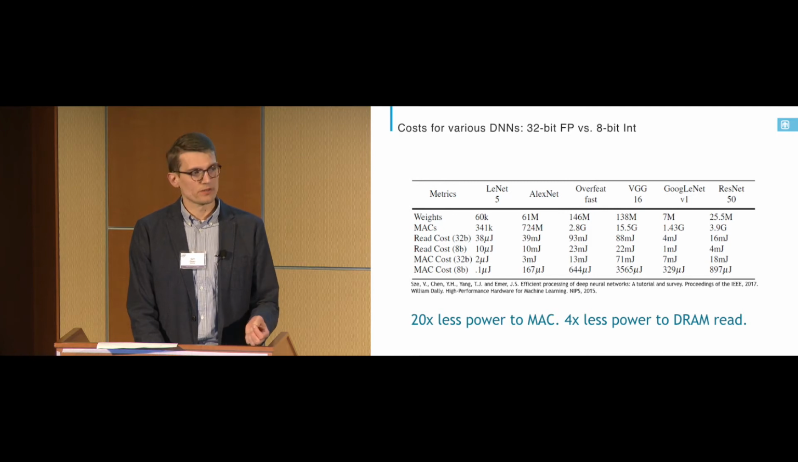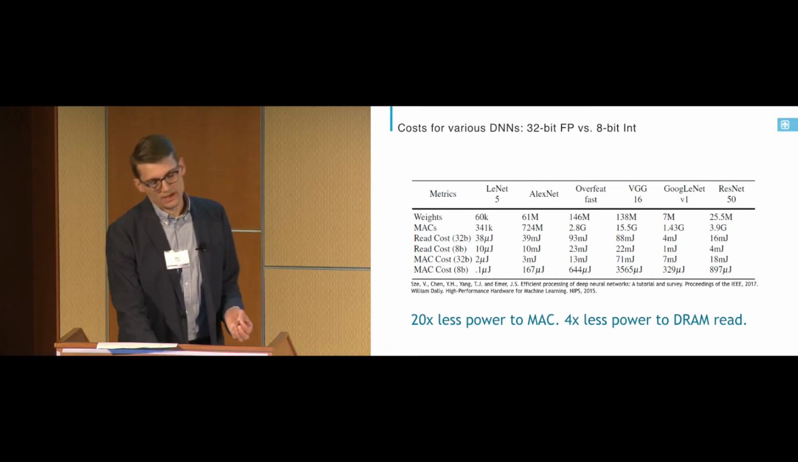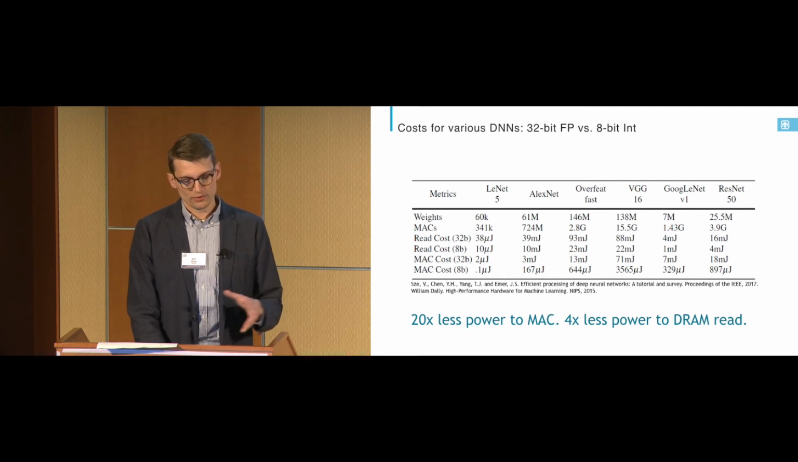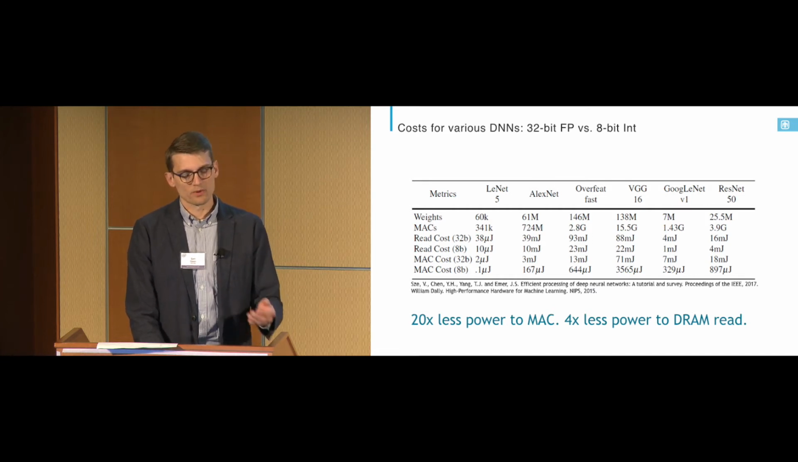For a single inference, VGG16 has to load 138 million 32-bit values from memory, and we have to perform 15.5 billion multiply and accumulate operations. If we do that at 8-bit precision versus 32-bit precision, we're going to use 20 times less power for multiply and accumulate, and 4 times less power from reading out of DRAM.